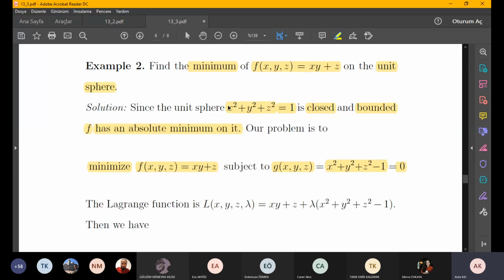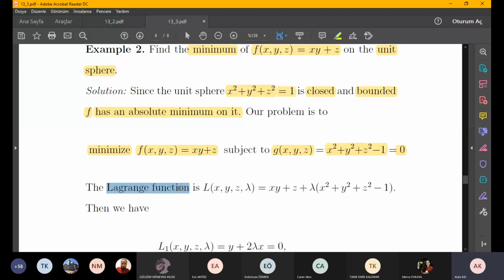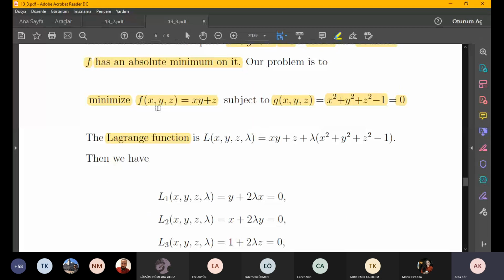Okay, so since this is your restricted domain, the constraint function has to be x squared plus y squared plus z squared minus 1 equals 0. So now we can write the Lagrange function, which will be defined as f(x,y,z) plus lambda times g(x,y,z). So this will be xyz, which is f(x,y,z), plus lambda times g(x,y,z). And now try to find the critical points.